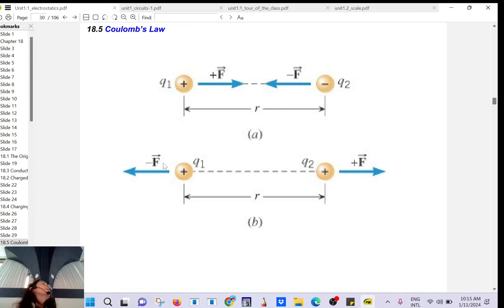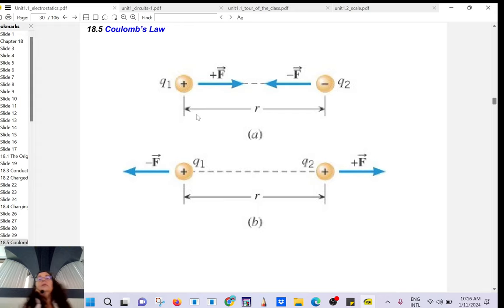Third law, you cannot push more than you are being pushed, and you cannot be pushed more than you are pushing. So action, reaction, even though the charges are not the same, the force will always be the same. So when we're going to solve problems, we only highlight one charge and see what's going to happen to it.